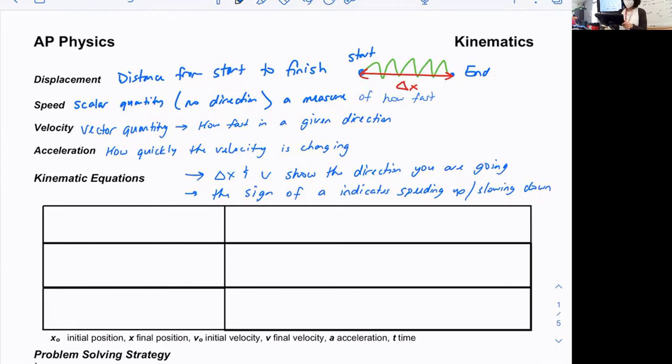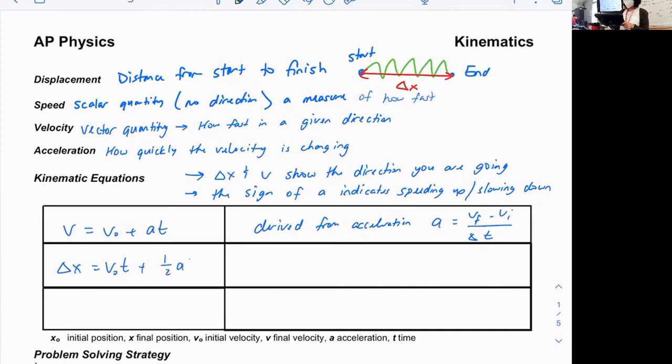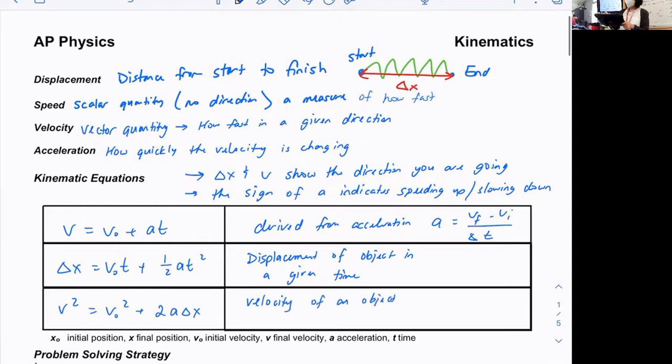Okay, kinematic equations. These are v equals v naught plus at. This is just derived from acceleration. Right, acceleration is equal to v final minus v initial over time. The next one is delta x equals v naught t plus 1/2 at squared, and this is just the displacement of an object in a given time. And then the last one, v squared equals v naught squared plus 2a delta x. And this is just the velocity of an object after traveling the distance x.